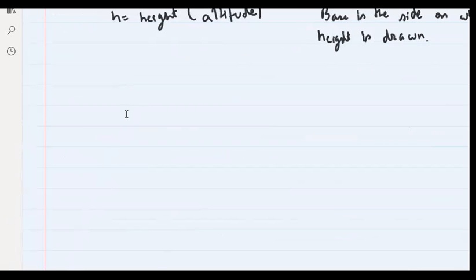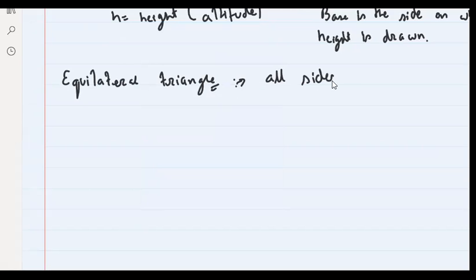Right? Let's talk about one special case of triangle. Let's see how much you have understood. So I will talk about a special case, the equilateral triangle. What's the definition of equilateral triangle? That all sides are equal. Agree?